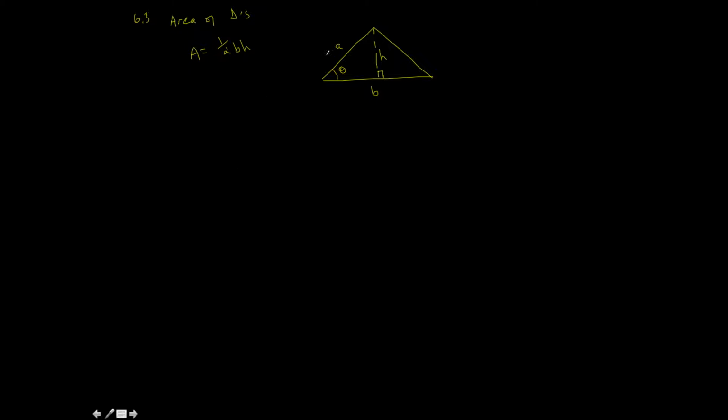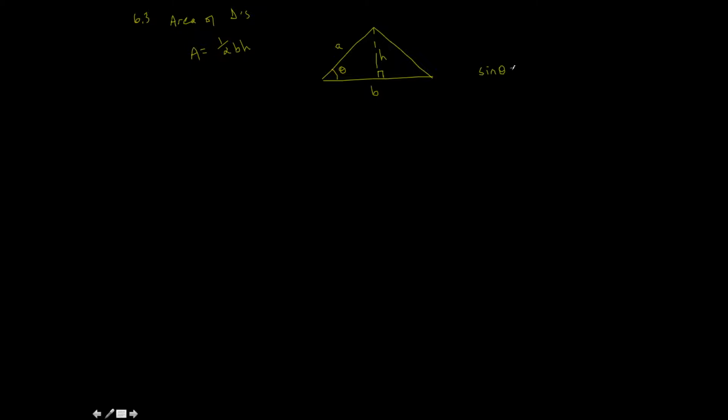Since we have a side, an included angle, and a side. So side, angle, side. Because of that, we can actually solve for the area of a triangle without ever knowing the height. Here's how. All right, so watch.